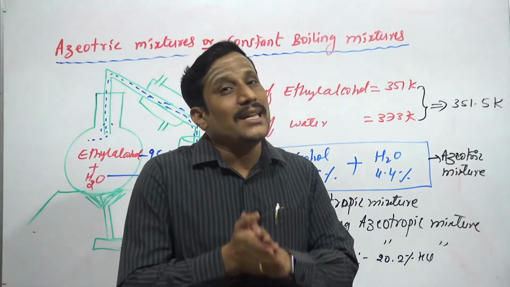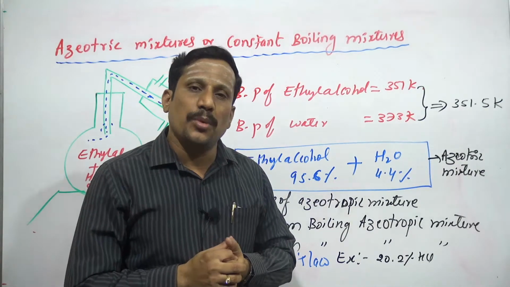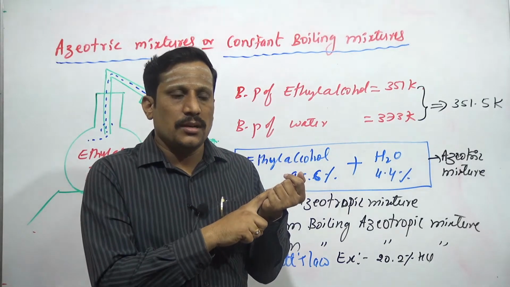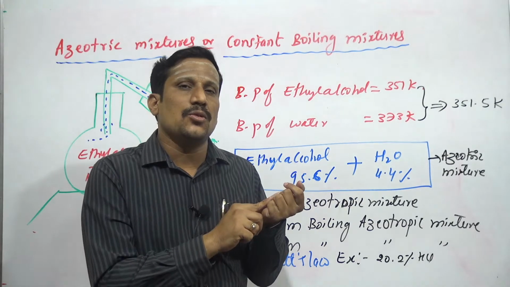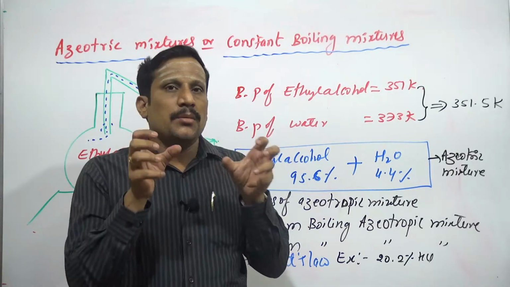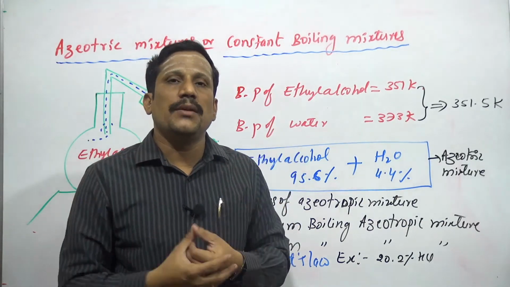See students, in the syllabus they have not discussed much about azeotropic mixtures. They have given the definition of azeotropic mixture, and just a line on minimum boiling azeotropic mixture, which shows positive deviation from Raoult's law.